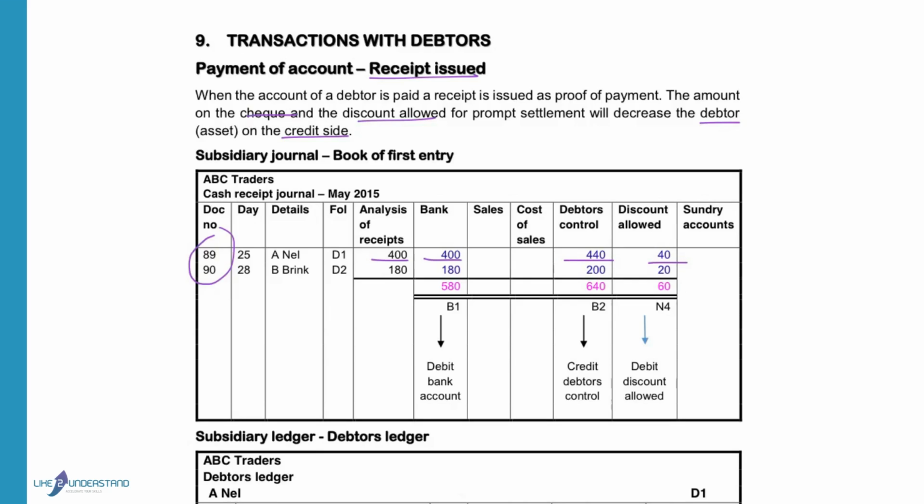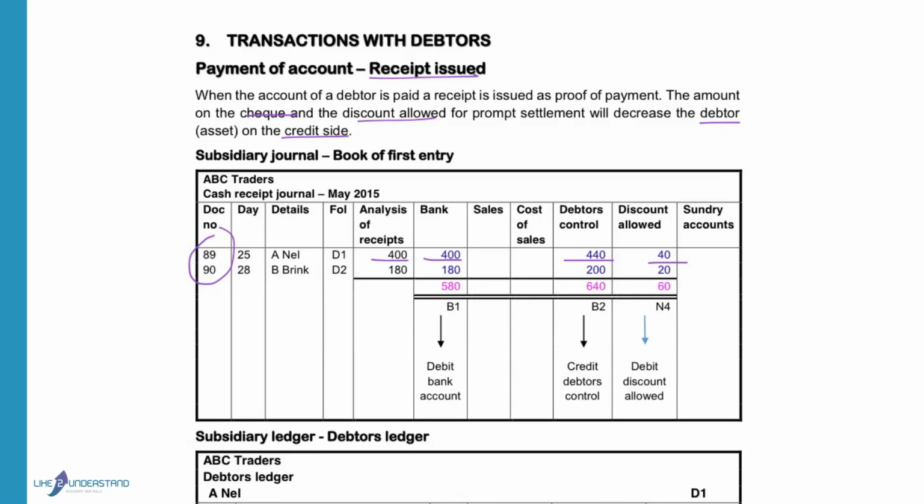Now, entries during the month, on the date that they appear, we will record in the debtors ledger. So if I go to my debtors ledger, you will see the entries that we recorded in the previous two sessions for sales and for debtors allowances.